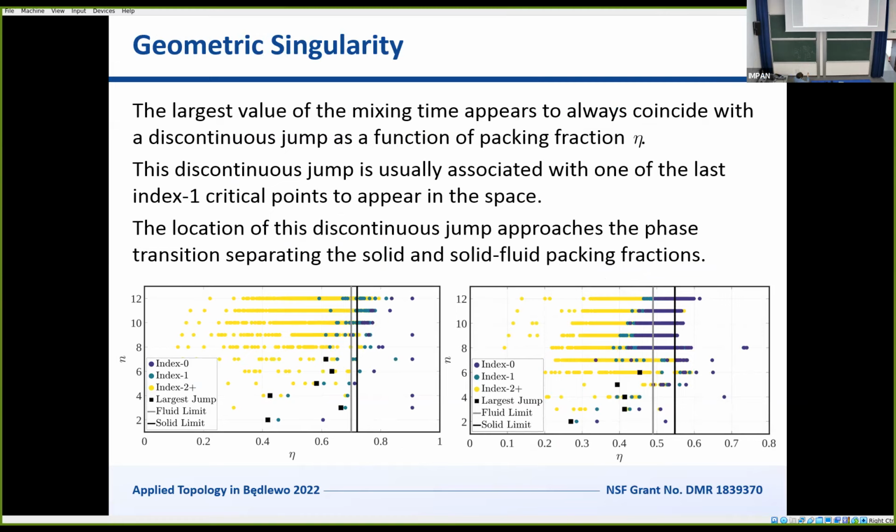What we find is that if we look at this diffusion diameter, or the mixing diameter of the space, these black locations, which are the locations of the largest discontinuous jump, appear right around where the last index one critical point is appearing. And the location of that last index one critical point is slowly migrating to the right as we increase the number of disks. That's interesting.